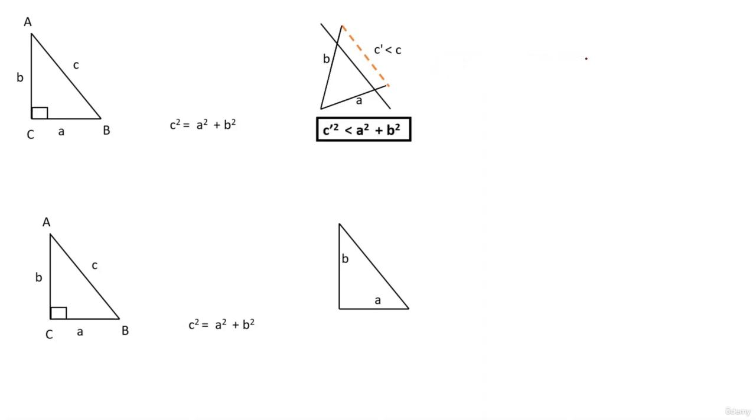Right guys, so writing it in proper language. For an acute angle triangle, the largest side C dash square is less than the sum of the squares of the other sides. The proof we have just now done: we have reduced the angle.